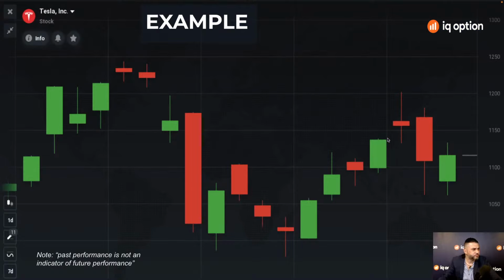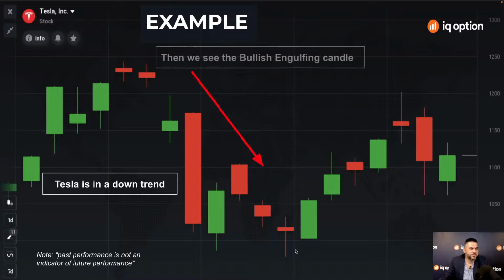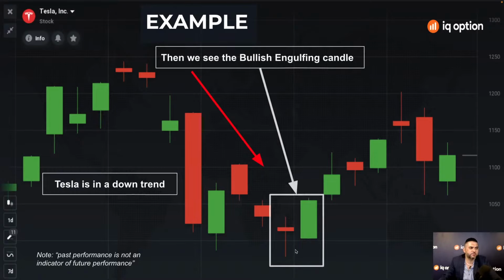Example time. I'm hoping you guys can spot something already. So Tesla, 1 day candles. What's going on? It's a downtrend. We find a peak more or less up here. Market drops. The next week starts lower, drops to an even lower point. Bit of a recovery, but then it drops again. What happens then though? We see the bullish engulfing.